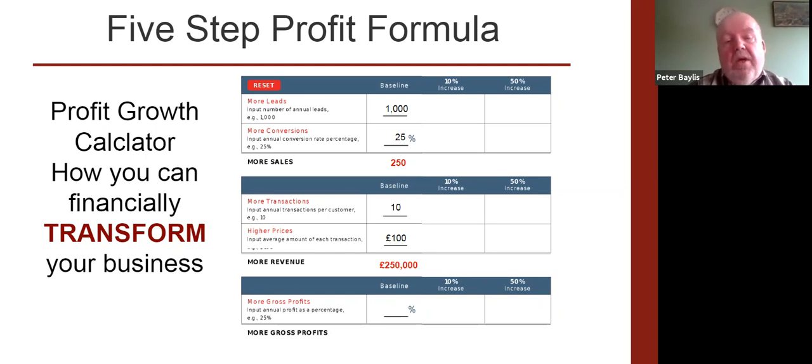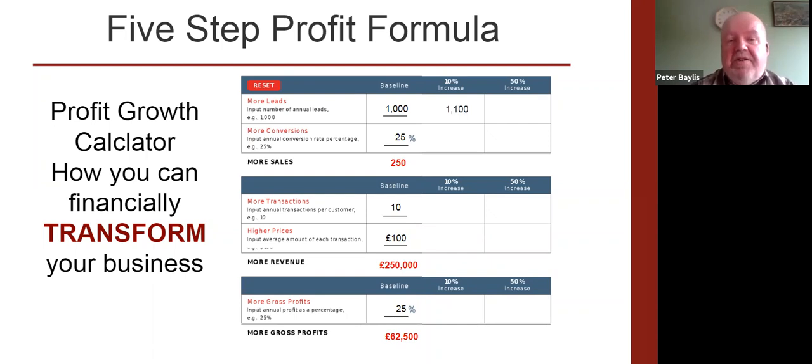Okay, with a gross profit of 25%, which is not unreasonable, then you would be looking at a profit of £62,500. So that's the baseline that we're talking about for this particular example business.